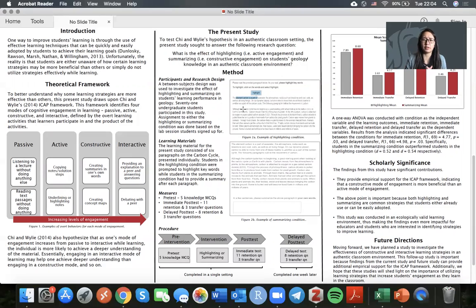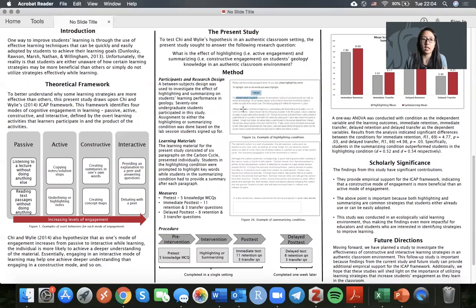So the learning materials for this present study consisted of 6 paragraphs on the carbon cycle. The carbon cycle was a topic that was covered briefly in class, so we provided more information about it in this study. Each paragraph was presented individually.